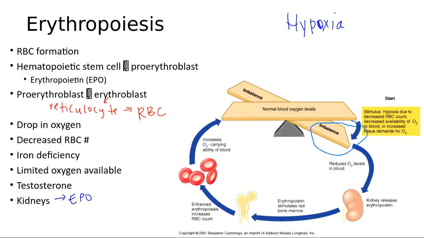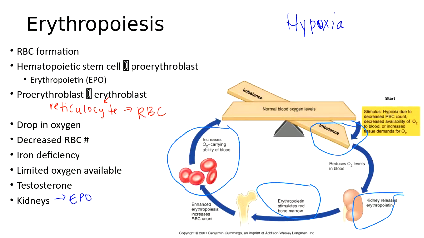And that causes the kidney to make EPO. EPO stimulates the production of red blood cells in the red bone marrow. And so the number of red blood cells will go up, and therefore the oxygen carrying capacity of blood goes up, and so hopefully blood oxygen levels go back to a normal range. All right, so that's the whole feedback loop of this.